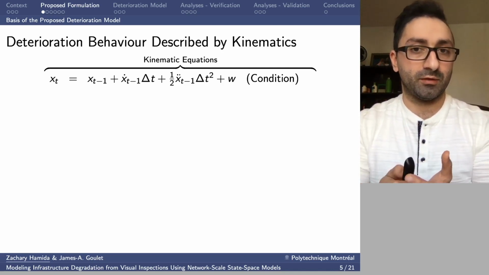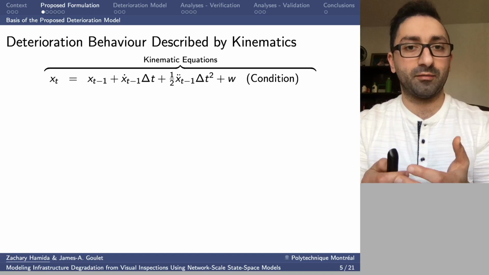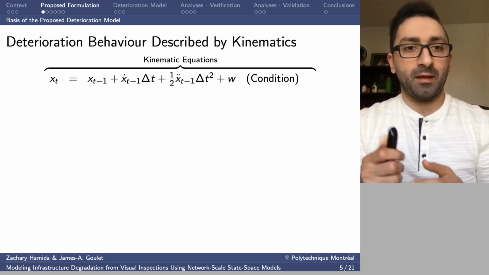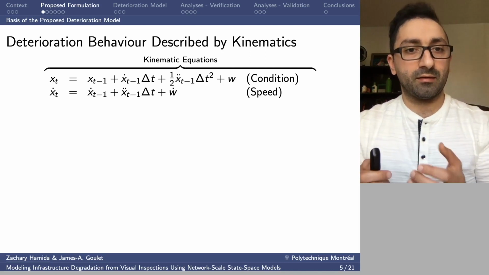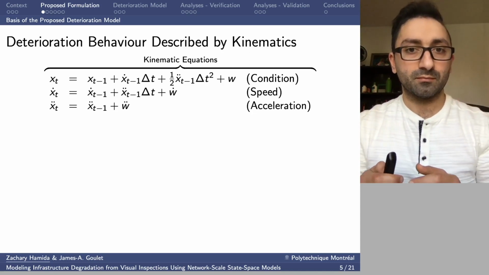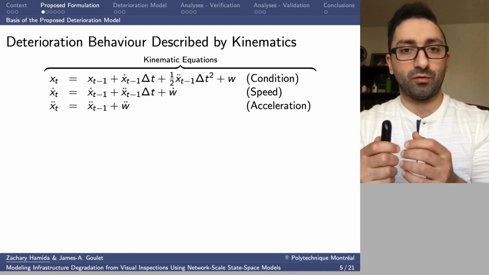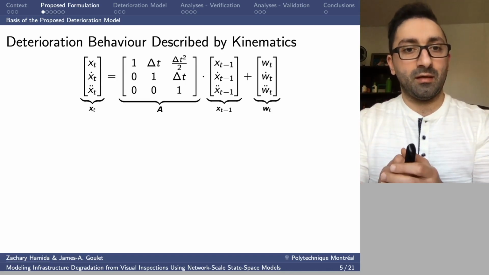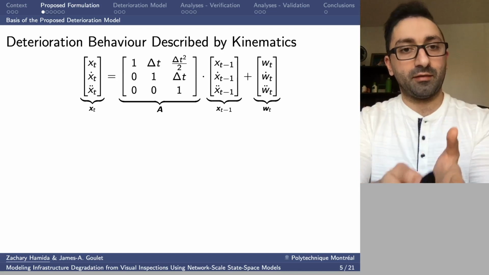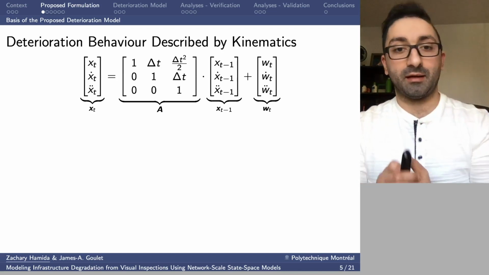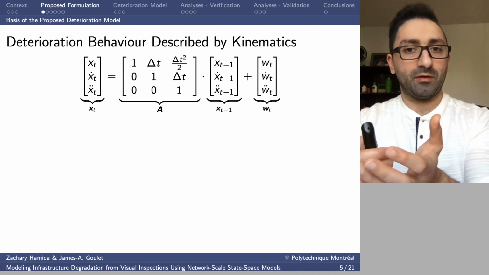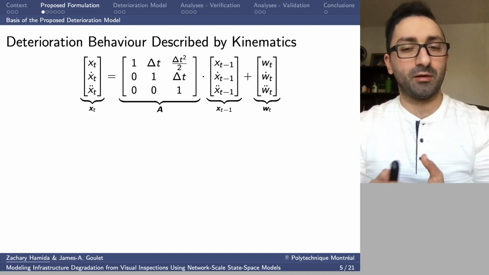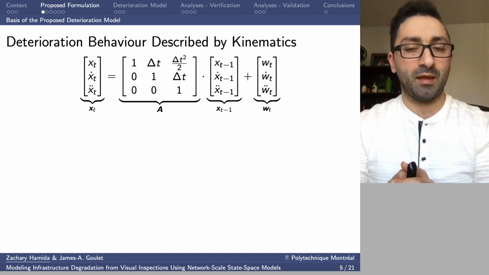Now, the proposed framework that we have is that we propose to model the deterioration behavior based on kinematic model. This kinematic model is described by the well-known kinematic equations for the condition, the speed, and the acceleration. Now, to put these equations into matrix form, we have these components where we have the vector xt, the state at time t. A is a matrix, and xt minus 1 is the state at t minus 1. Wt is the process noise.